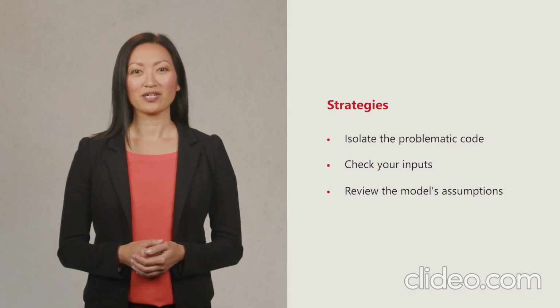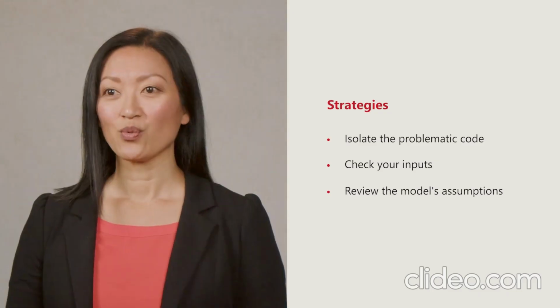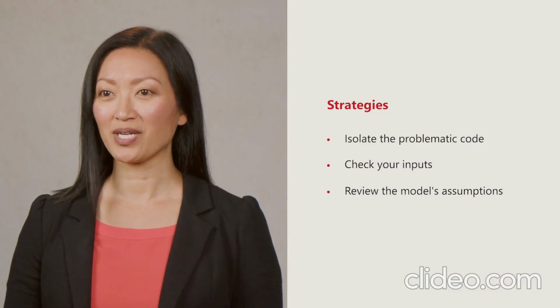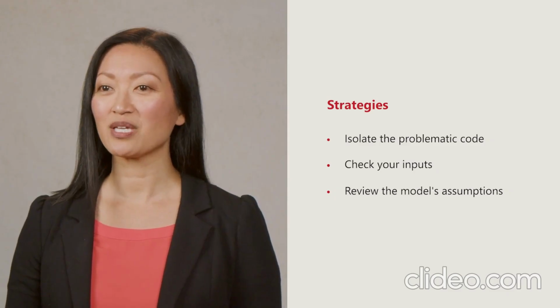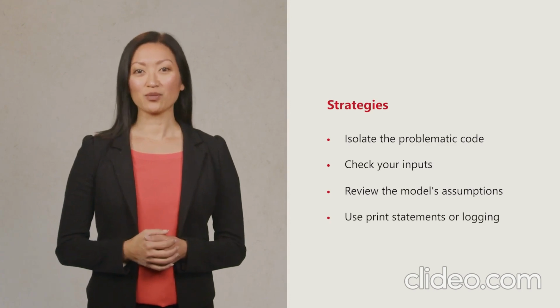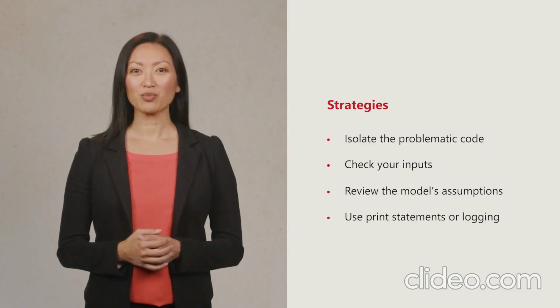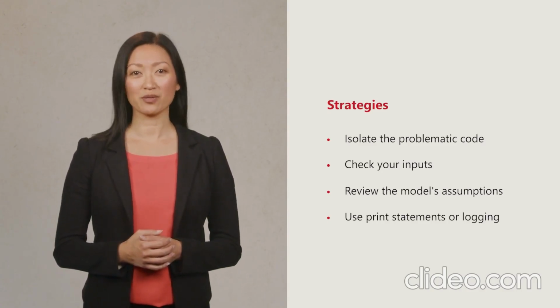Also, review the model's assumptions. As mentioned earlier, AI models make assumptions based on the data they've been trained on. These assumptions may not always hold true in your specific use case. Review the model's documentation or training data to understand its limitations and potential biases. Finally, use print statements or logging. Insert print statements or logging functions at strategic points in your code to track the flow of data and identify where things might be going wrong.